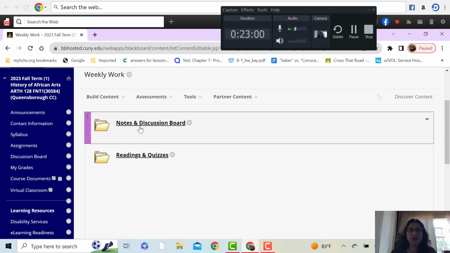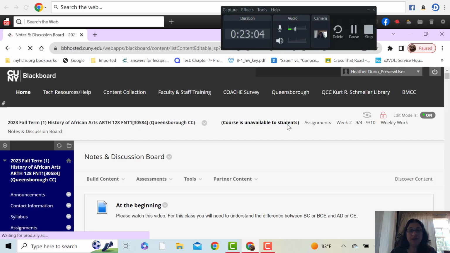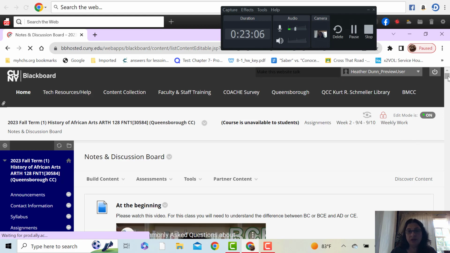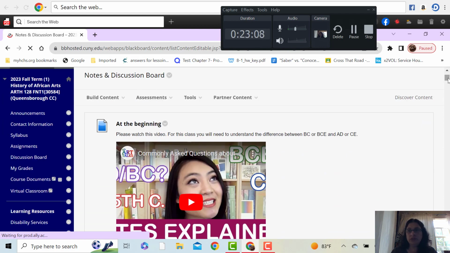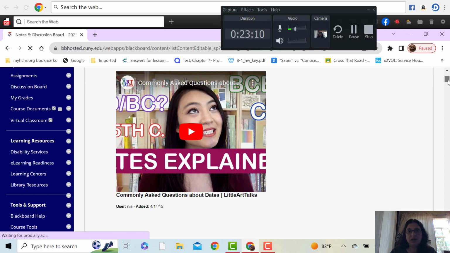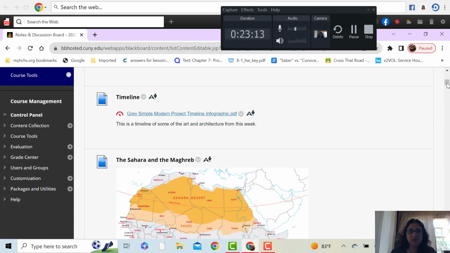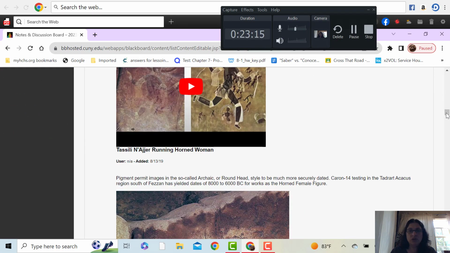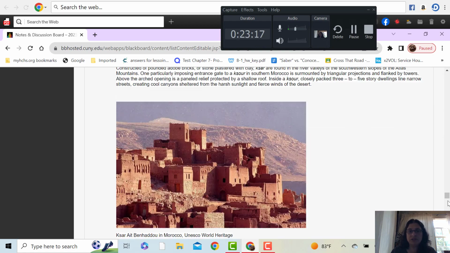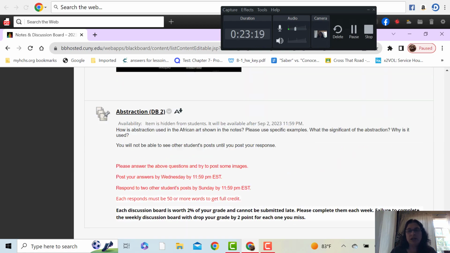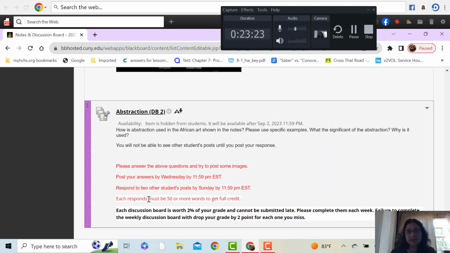The first folder here is the notes and the discussion boards. So quite a lot of notes I put up with videos. I try to be really comprehensive with all of this stuff. Timeline, a map. Okay, so notes. There are a lot of pictures in this, so don't freak out too much. And at the bottom then, you have the discussion board.